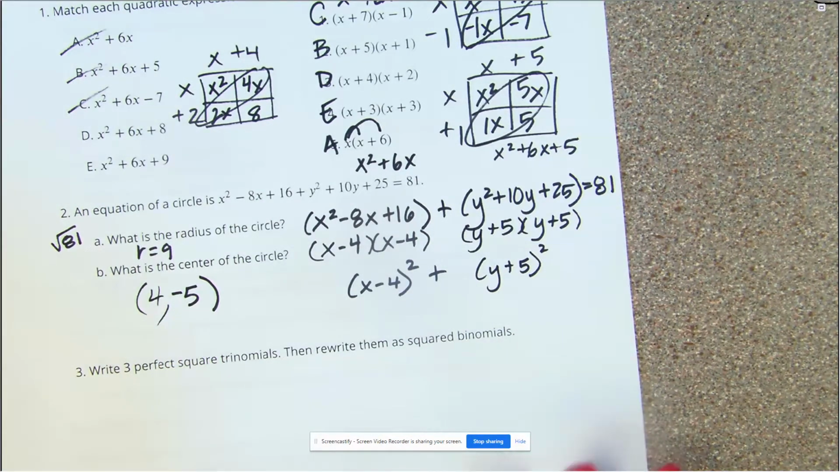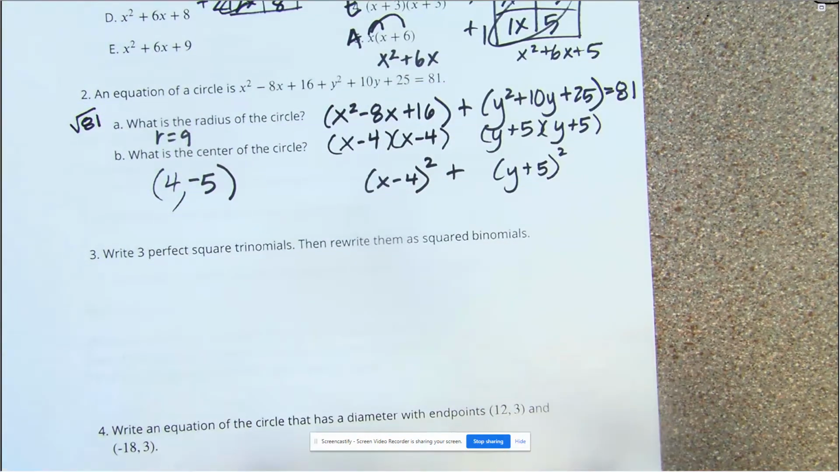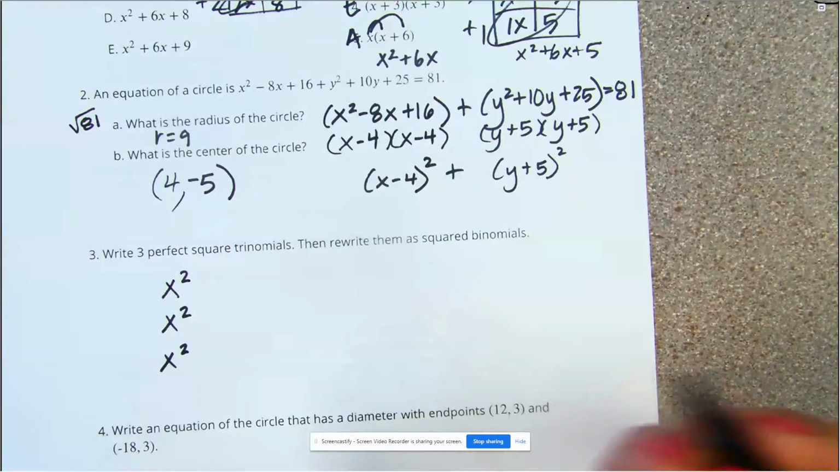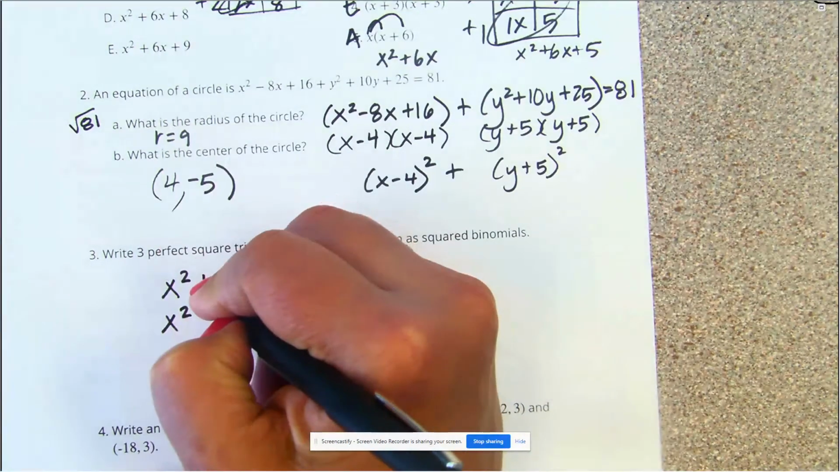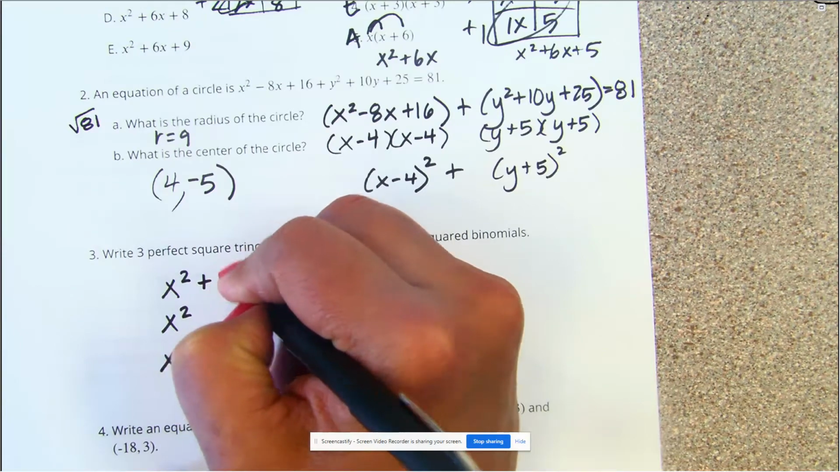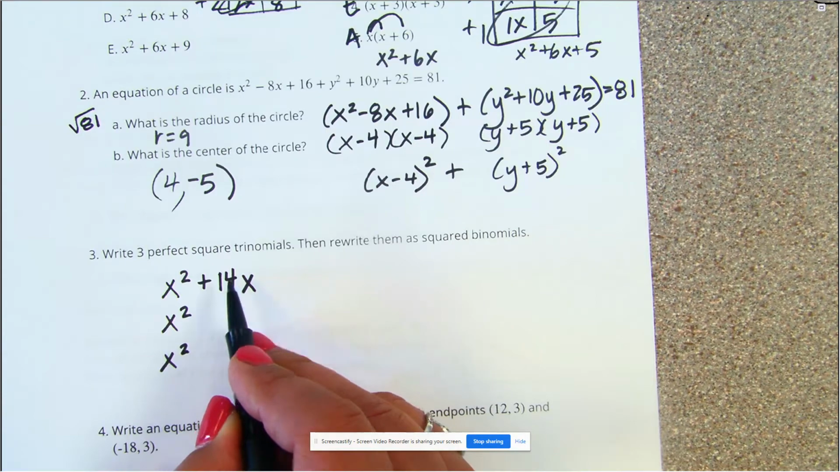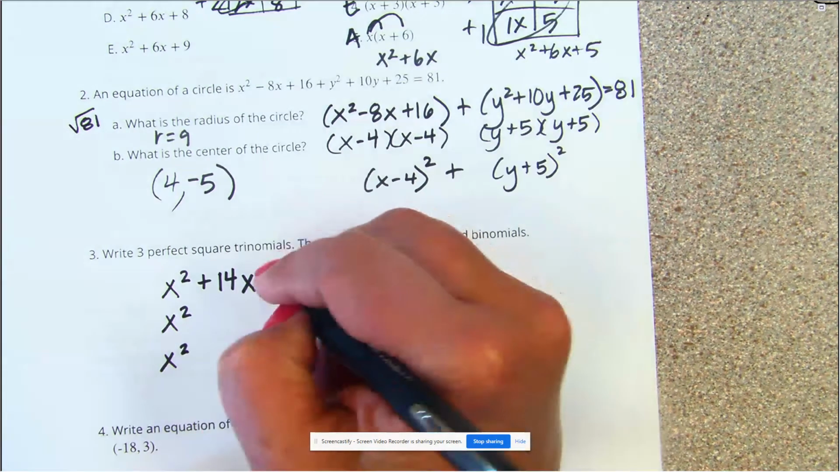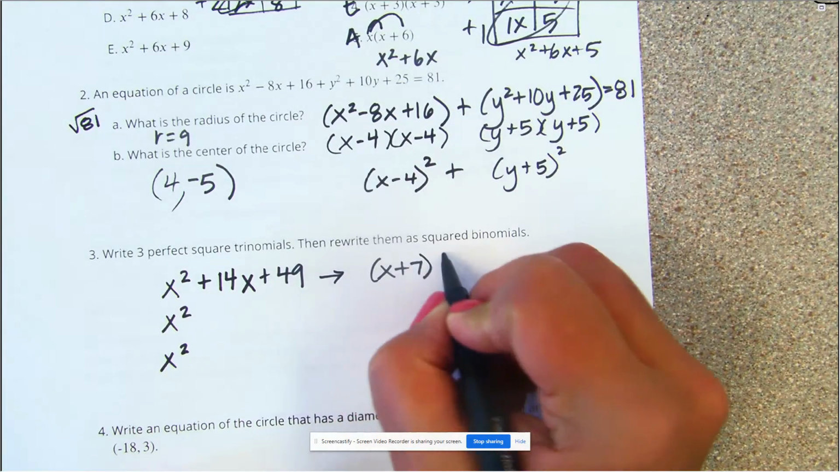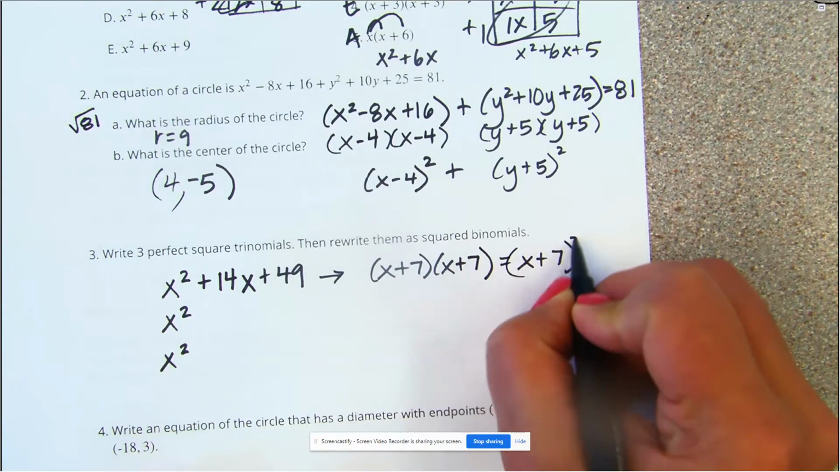Write 3 perfect square trinomials, then rewrite them as squared binomials. So I know it's going to be x squared, x squared, x squared. And I'm just going to pick a number. I'm trying to pick something that is not already on this page. I'm picking a number I can cut in half. What's half of 14? 7. What's 7 times 7? 49. So that would be rewritten as x plus 7 times x plus 7, or x plus 7 squared.